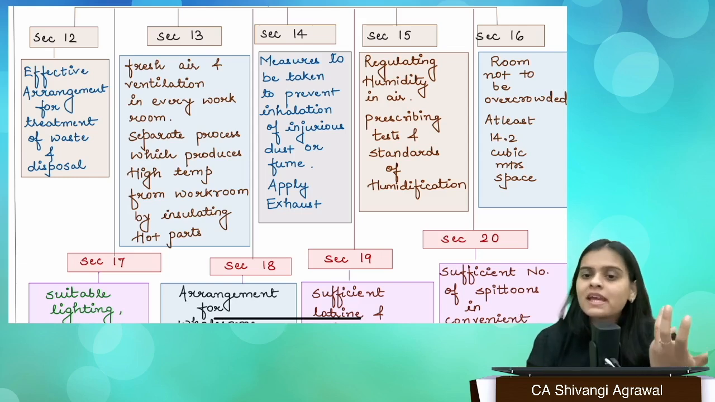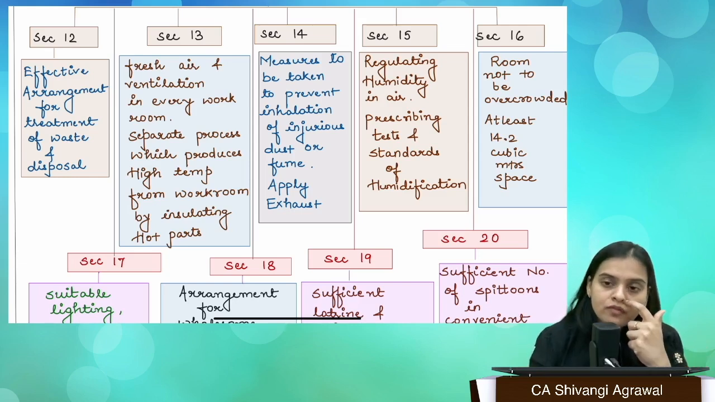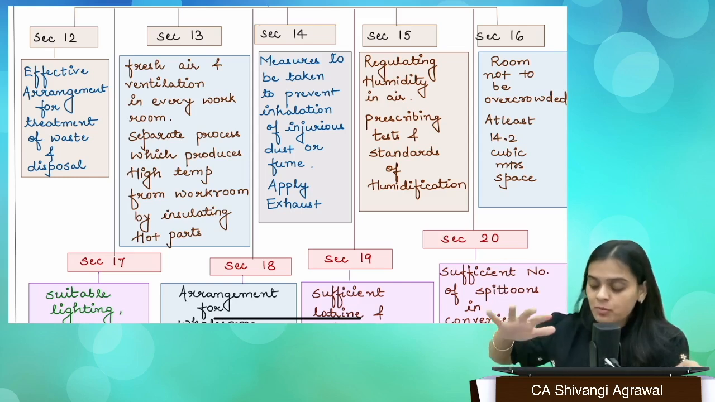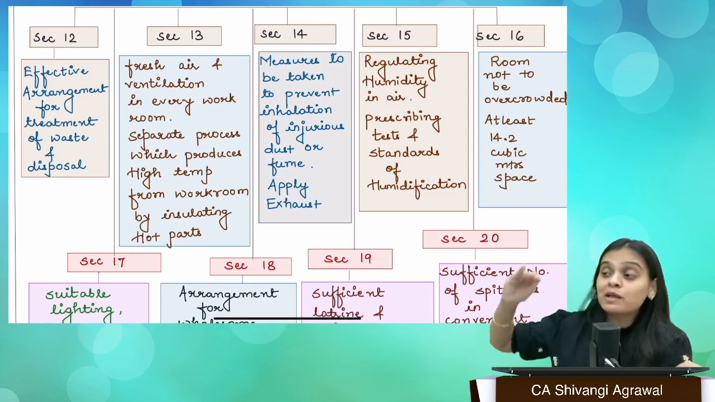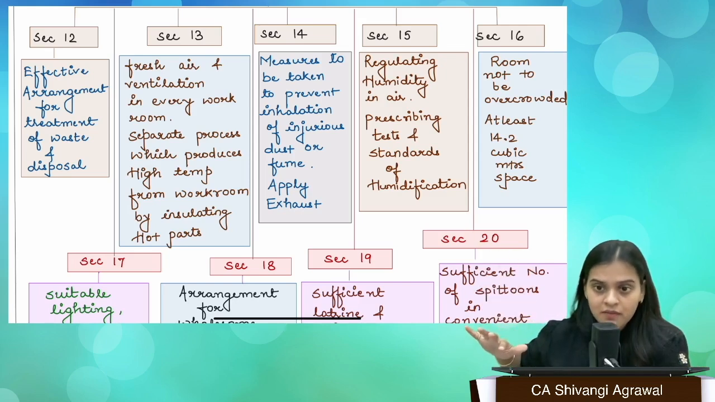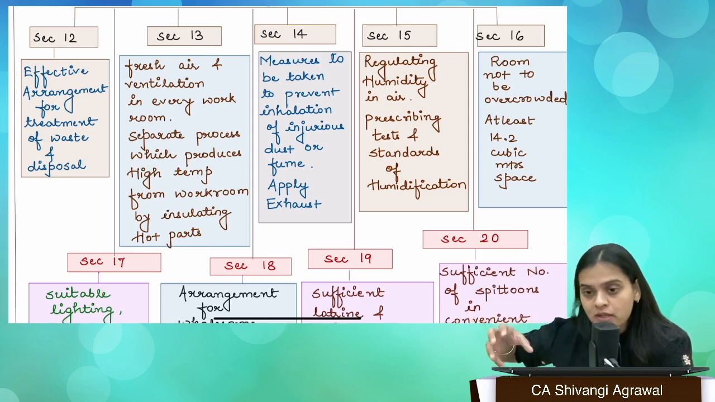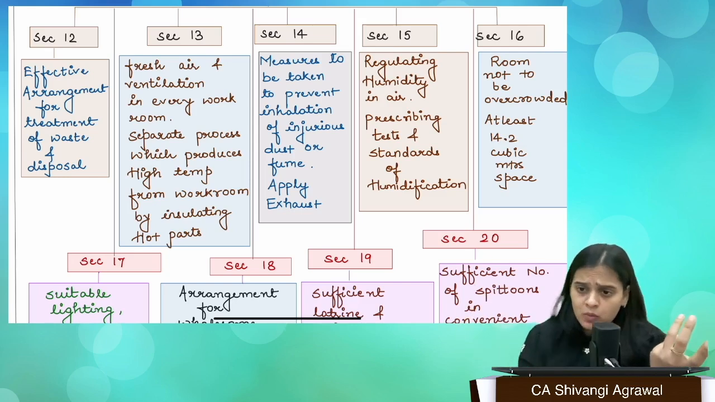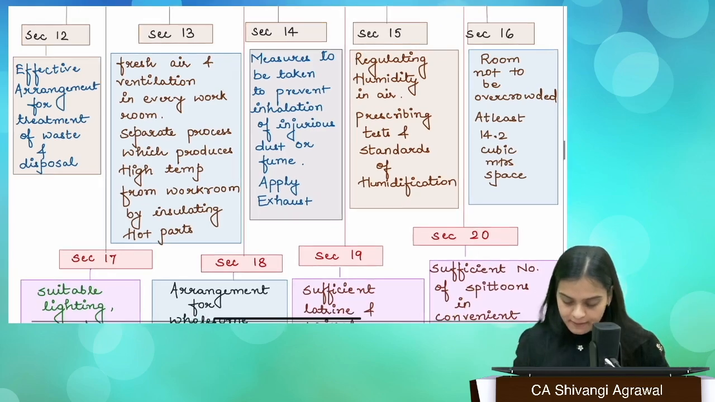So that has to be adjusted. If the humidity of the air is increased, the state government has the power to prescribe the standards of humidification, what methods you should adopt to increase the humidity, and how you determine the quality. So you have to follow that.